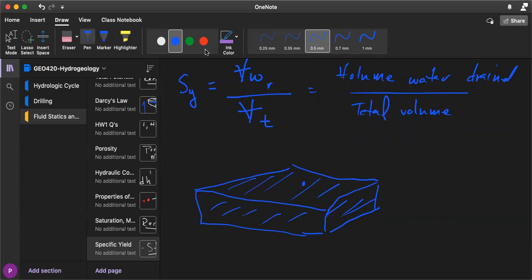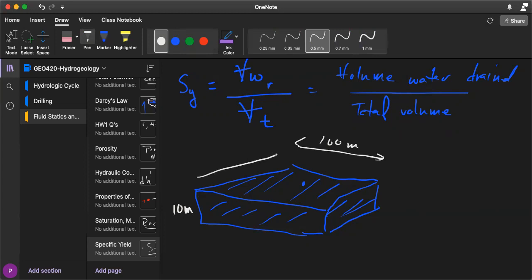Now, what I want to know is, the Rock Creek Aquifer is about 10 meters thick. It's about 100 meters wide. And I would have about a kilometer of stream bank, so 1,000 meters. And I'm here to tell you that it is made up of sand and gravel.